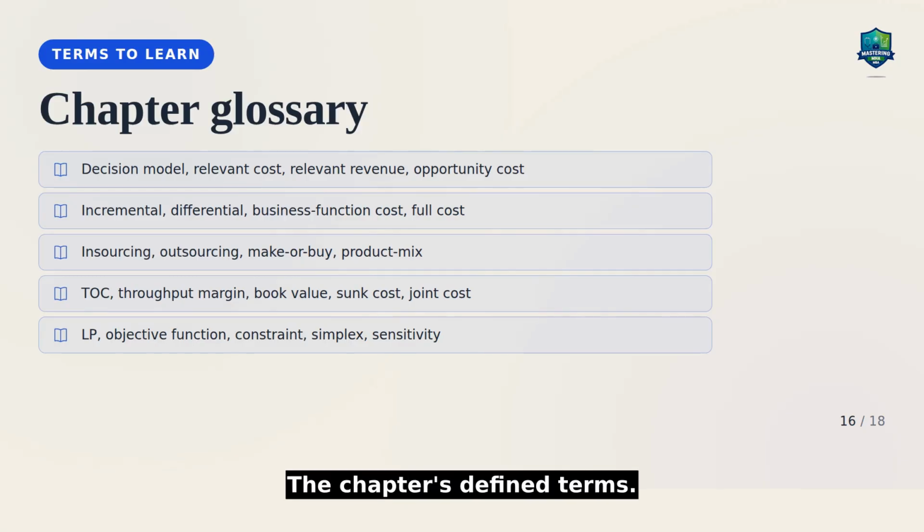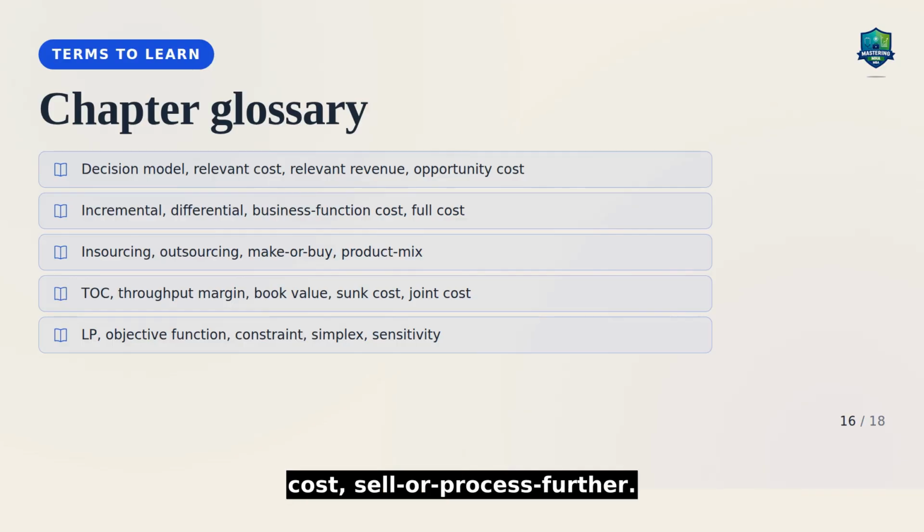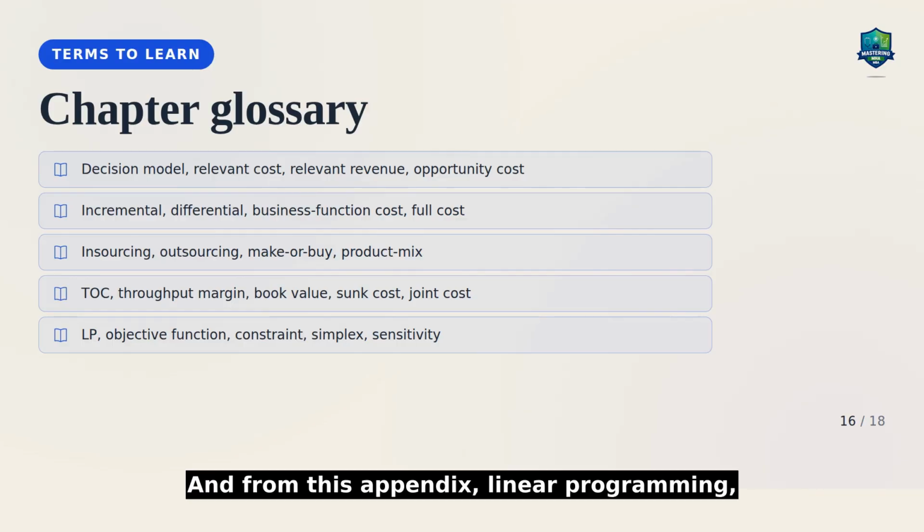The chapters define terms: decision model, relevant cost, relevant revenue, opportunity cost, incremental cost, differential cost, business function cost, insourcing, outsourcing, make or buy, product mix decision, theory of constraints, throughput margin, book value, sunk cost, joint cost, split off point, separable cost, sell or process further. And from this appendix, linear programming, objective function, constraint, area of feasible solutions, simplex method, sensitivity analysis. Pause and review any term that isn't second nature. Chapter 10 builds on this foundation.